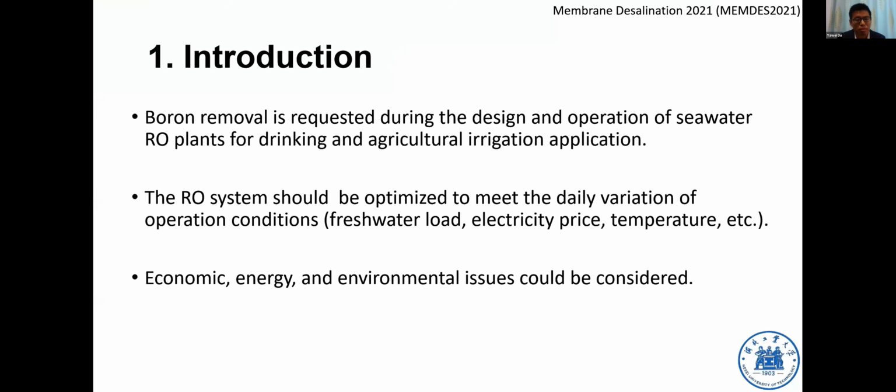Now, boron removal is required during the design and operation of seawater desalination plants for drinking and agricultural irrigation applications. The system should be optimized to meet the daily variation of operation conditions, and we also need to consider the economic, energy, and environmental issues of the system.